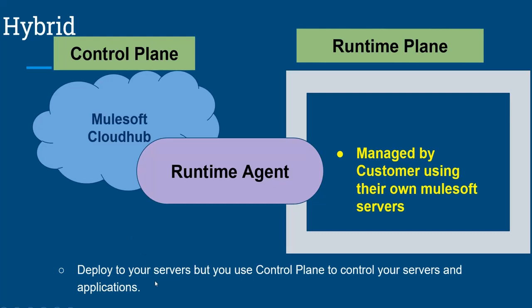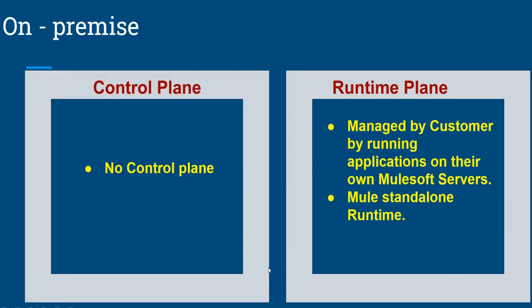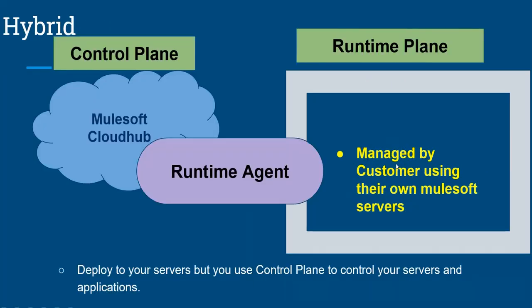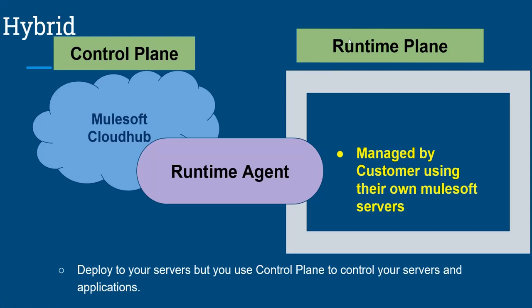You deploy to your servers, but use the control plane to control your servers and applications. So this is about the hybrid model. We will see elaborated details one by one. This is related to both hybrid and on-premise, because we are going to discuss the runtime plane, which is managed by your organization. In both the hybrid model and the on-premise model, the runtime plane is managed by your organization, right?